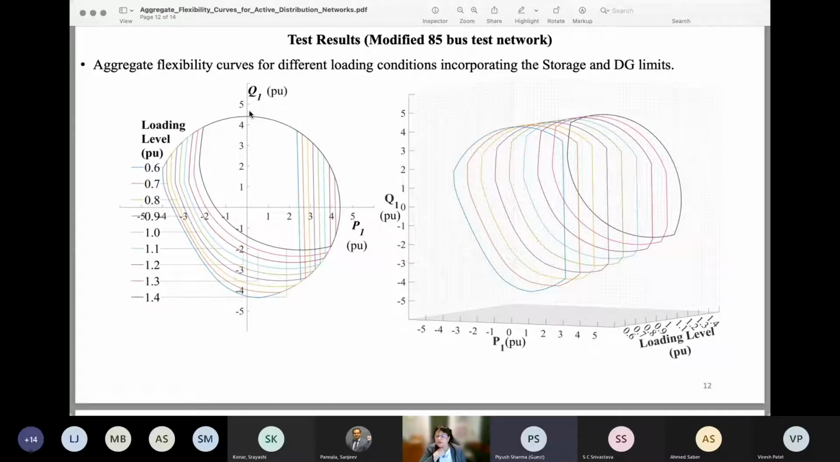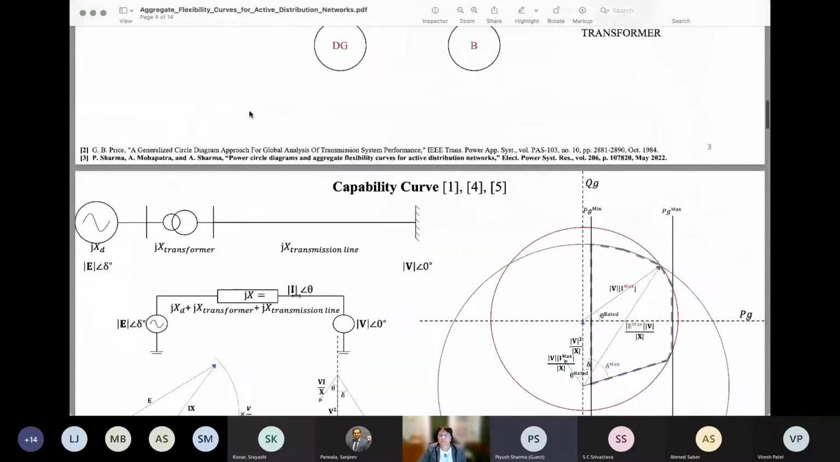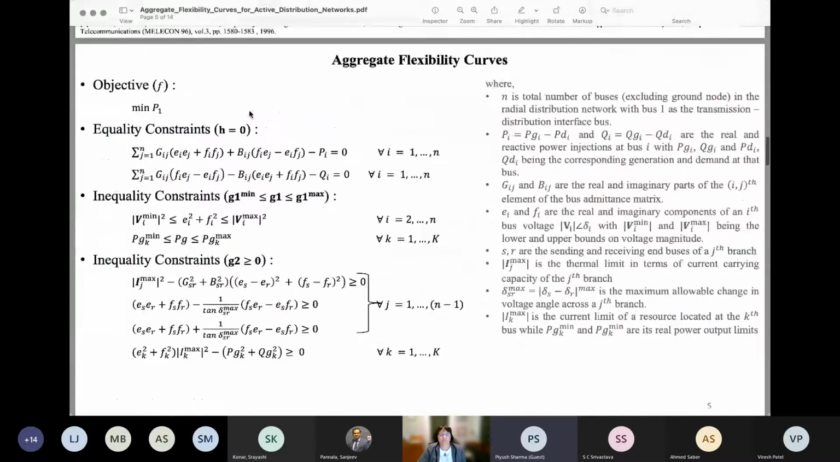One other quick question is, can these graphs help in stability analysis? With respect to stability, these curves are for steady state analysis, so they may not necessarily help for stability. The only stability limit that we have considered is the delta limit across two ends of every branch, and we found that they are never hit. So essentially it may not necessarily help in any stability analysis.